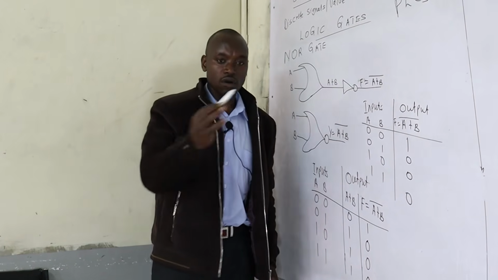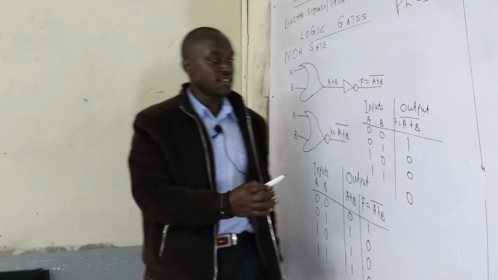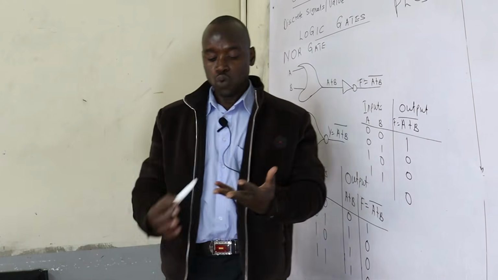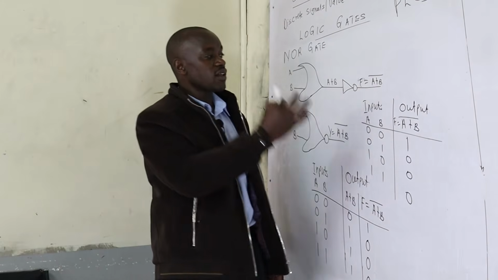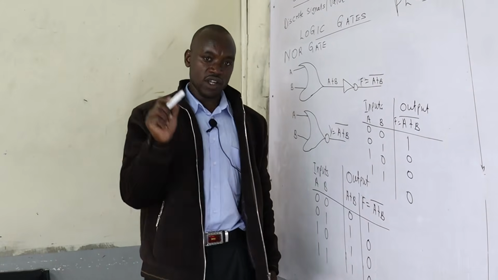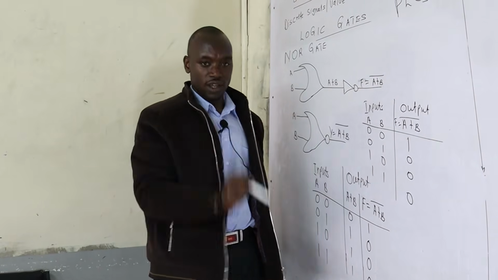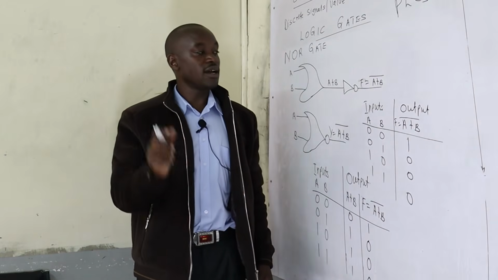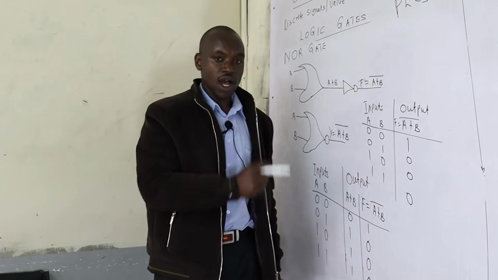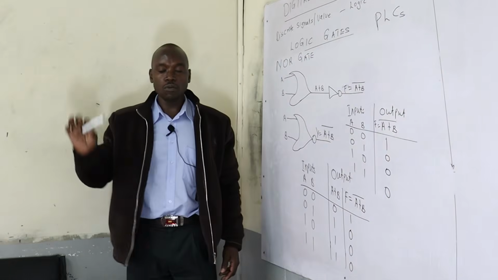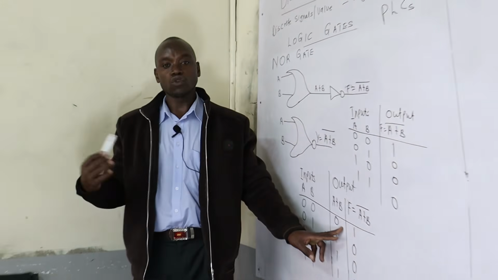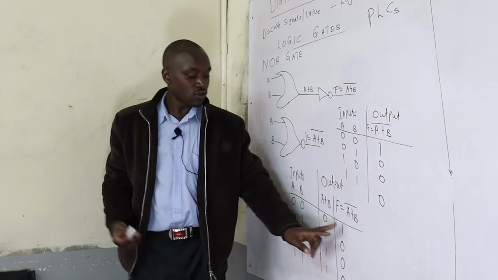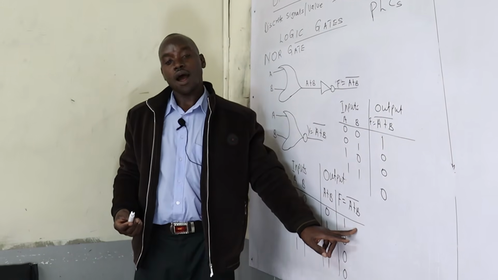Then lastly, we have talked about the last gate, which is the NOR gate. The NOR gate, like the NAND gate, is made of 2 gates, which are the OR gate and the NOT gate. We realize that the output of the OR gate passed through a NOT gate will generate a gate known as a NOR gate. If you have the output of an OR gate from here, this is the output of OR through the truth table. Invert, you get the output of a NOR gate.